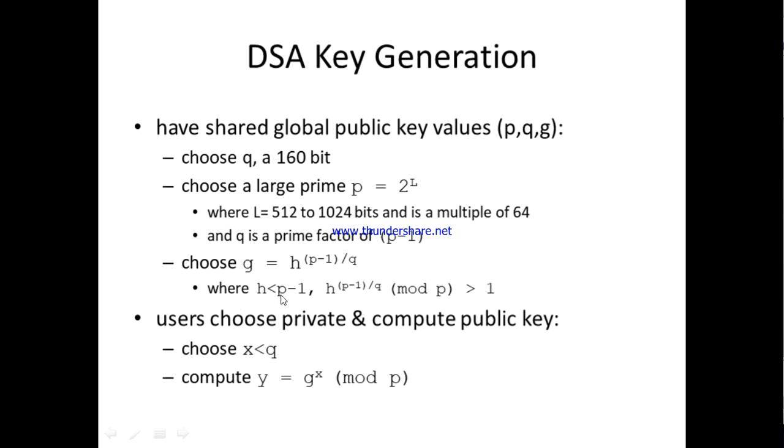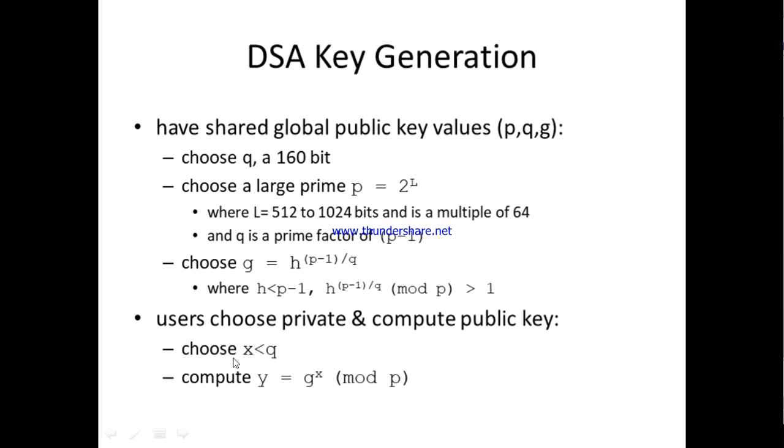where H also should be chosen. H should be less than P minus 1, and H power P minus 1 divided by Q mod P should be greater than 1. In such a way H must be chosen and the G value has to be calculated. Also we need to choose X less than Q, and Y must be computed as G power X mod P.